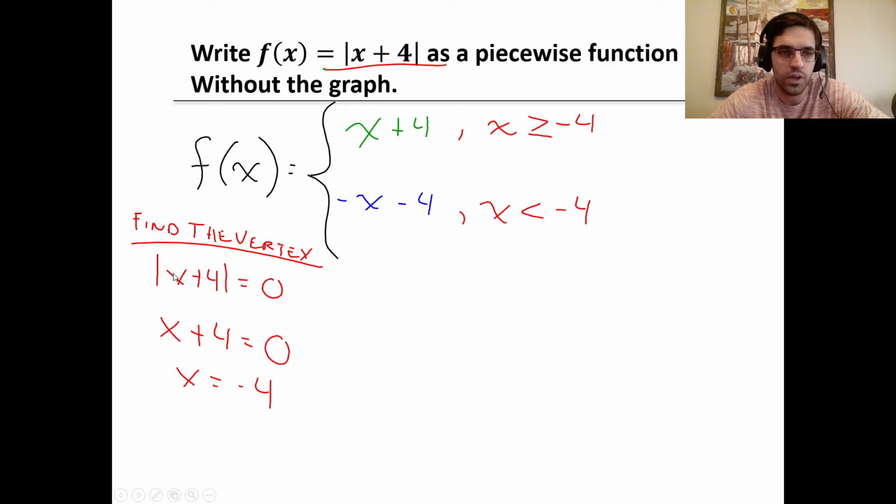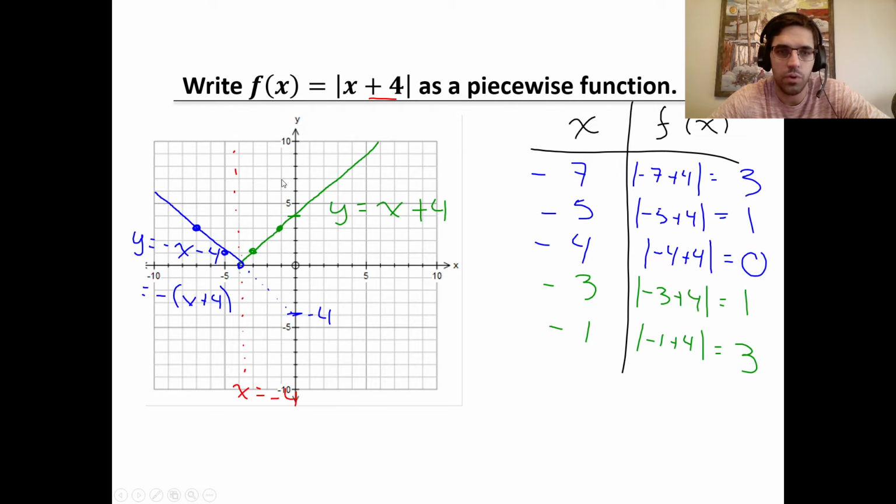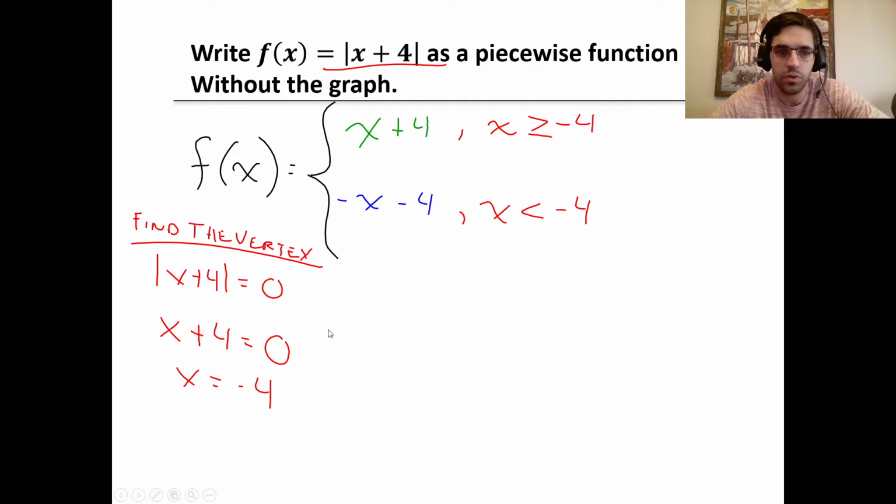And then if we consider, okay, x plus 4, well, that's on the right, so we'll say x plus 4 when we're to the right of -4, and the negative slope is on the left side of the V, so we'll use that when we're to the left of our vertex, -4. So here's our piecewise function.